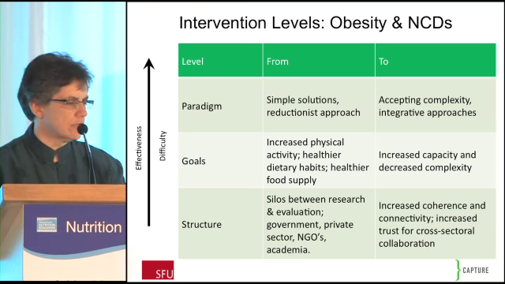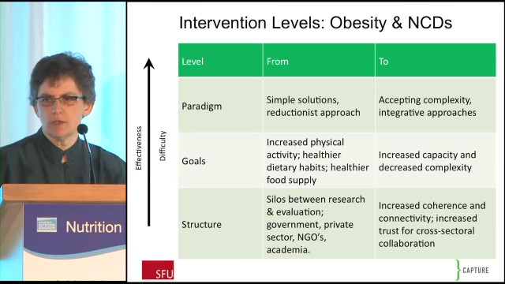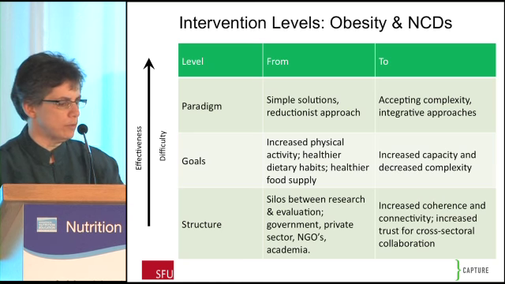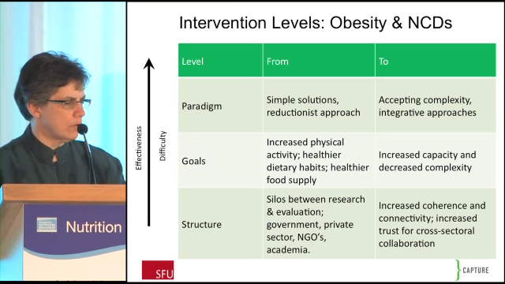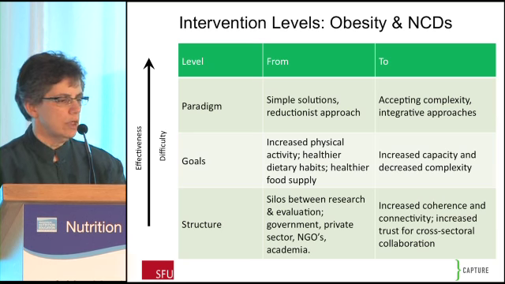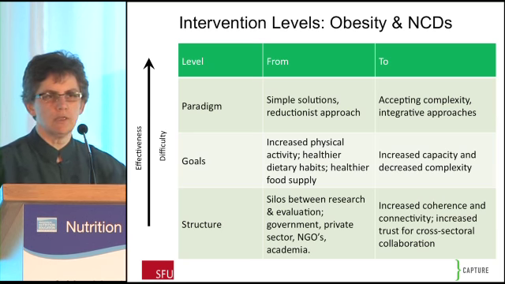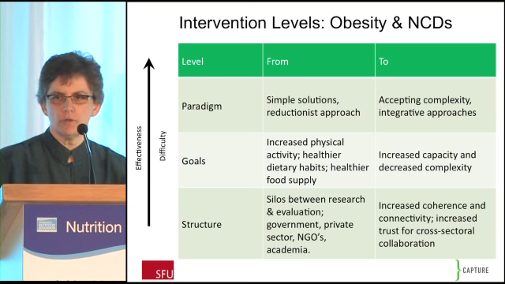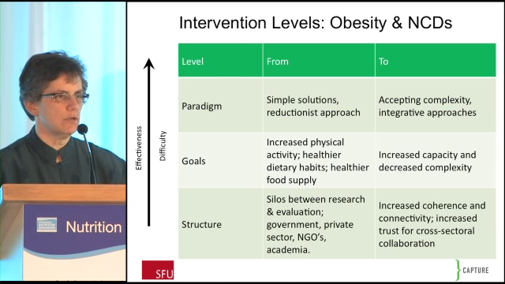Our government, private sector, and NGOs tend to have big silos, and I've been doing some work I'll tell you about briefly, trying to build trust. But that's where we're at. Where do we want to go? Well, I think we want to accept complexity instead of thinking of simple solutions, and we want integrative approaches. We want to, and I'll explain this a little more in a second, increase people's capacity to deal with the complexity of their environment and decrease the complexity of their environments.